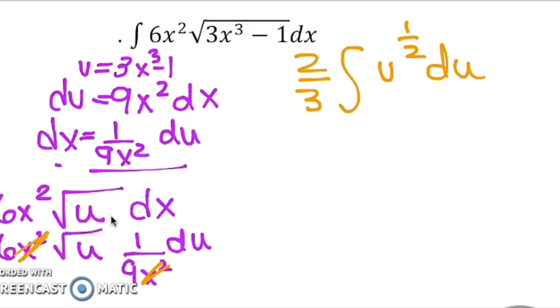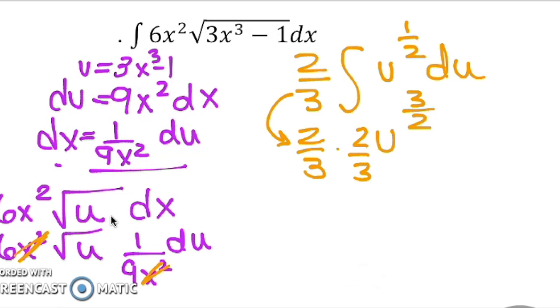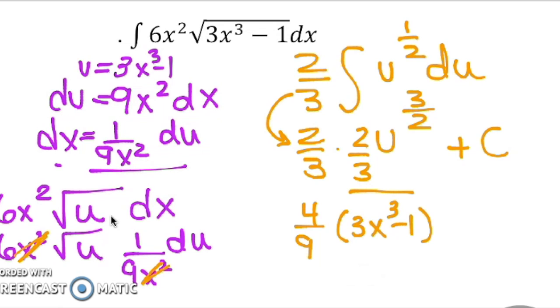So that integral, 2/3, I'm going to go up 1 power with that. So this is to the 3 over 2. And I need another 2/3 out front here to make that 3 over 2 cancel. So this one is just copied down, and then this is my actual integral plus c. So that's 4/9 times 3x cubed minus 1 to the 3 over 2 plus c.